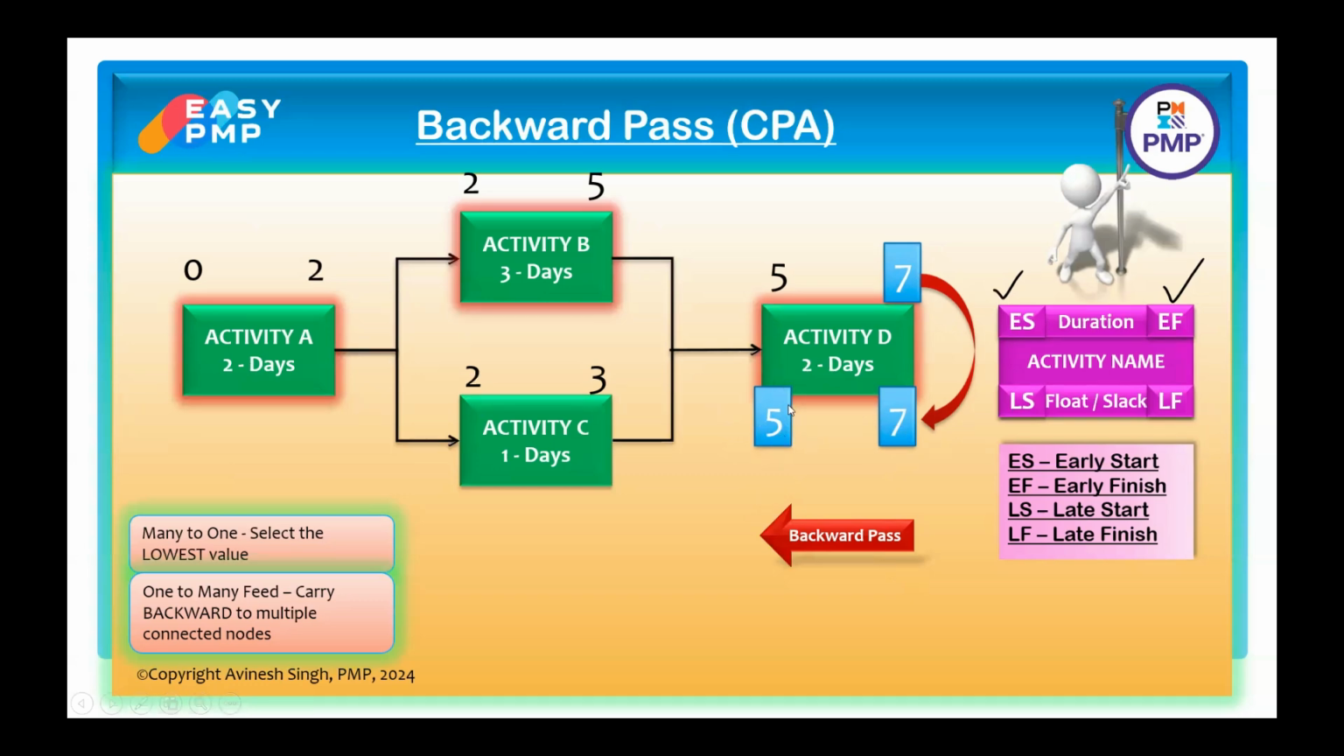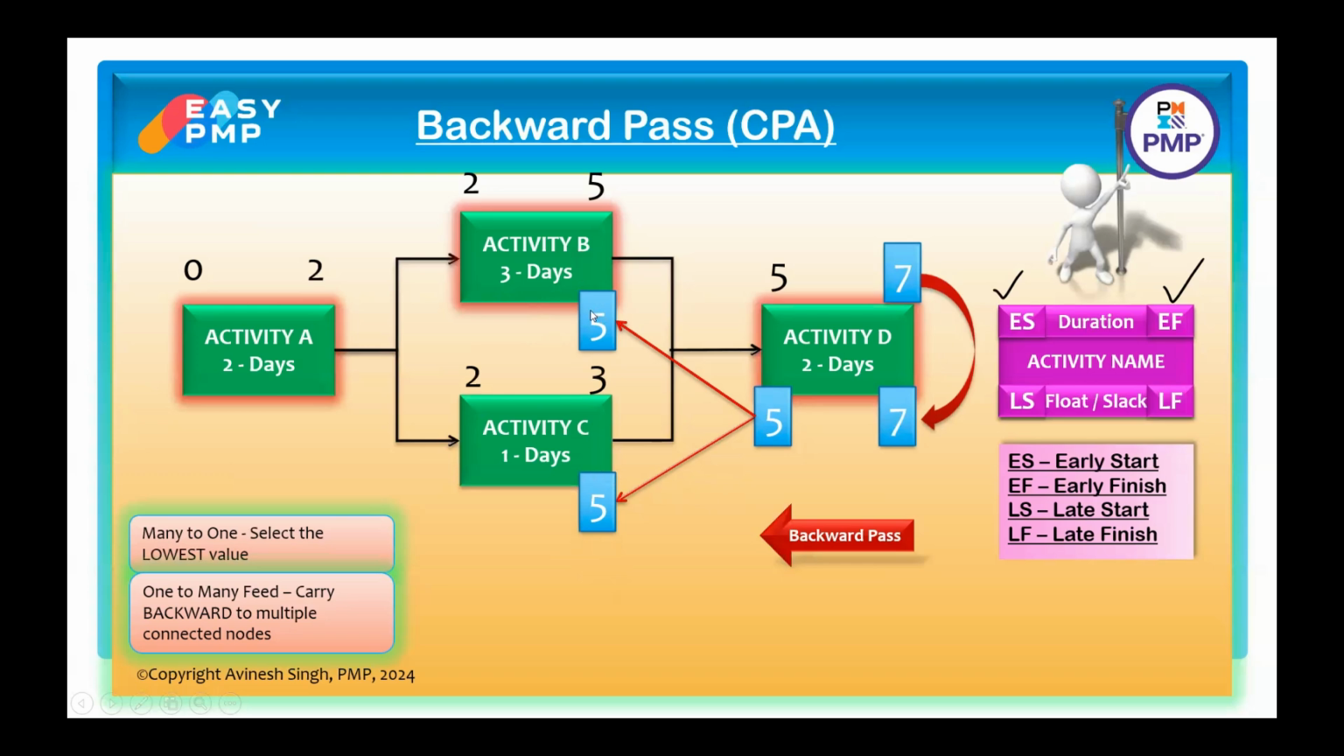Now you can see if the activity D has to start as late as possible on 5th, then when should activity B and C be finishing? Unless these activities finish on 5th, activity D can't start on 5th. So what we see here is that activity B should end on 5th. Also, activity C should end on 5th. Then only there is a possibility of activity D starting on 5th. Fine. So we have derived here the late finish date of activity B and activity C.